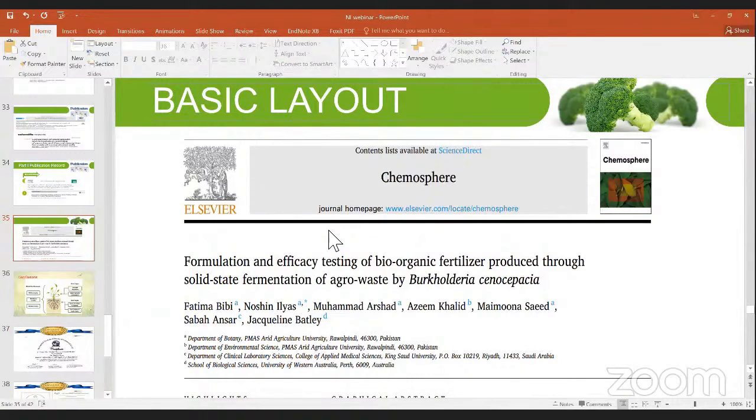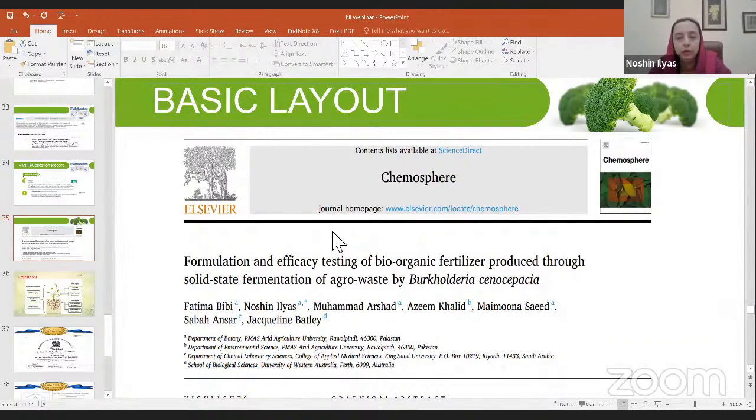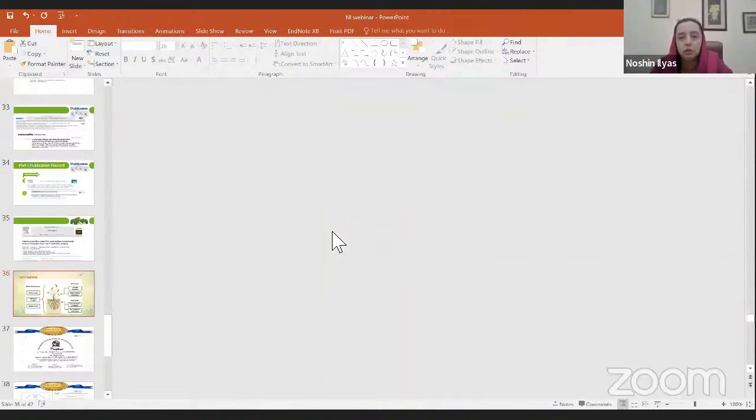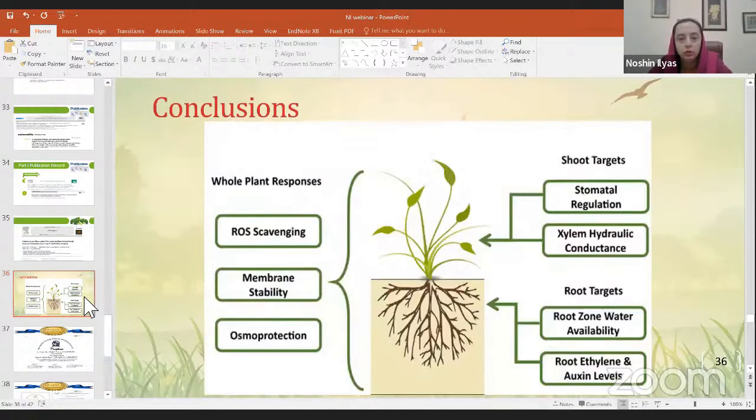Thank you. Okay, so we were talking about our biofertilizer, and then I just want to conclude the work that we have studied in our lab. We have worked upon the plant responses that are very important in mitigating or alleviating abiotic stresses. These are ROS scavenging, membrane stability, and osmoprotection.